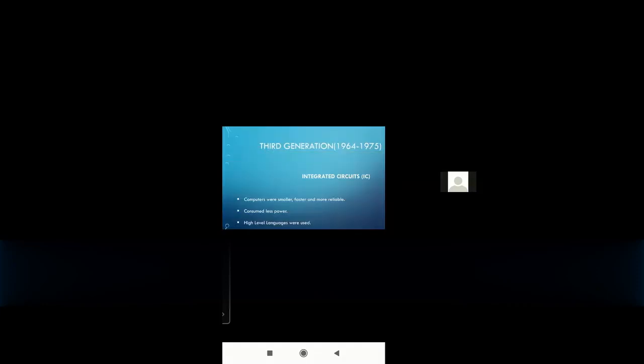Third generation, 1964 to 1975. Integrated circuit. This may be asked in abbreviation also, so please mark it. Computers were smaller, faster, and more reliable. They consumed less power. Computer was a little bit smaller, and we can take it from one place to another place. High level languages were used in computer, which we can understand once we complete our degree.